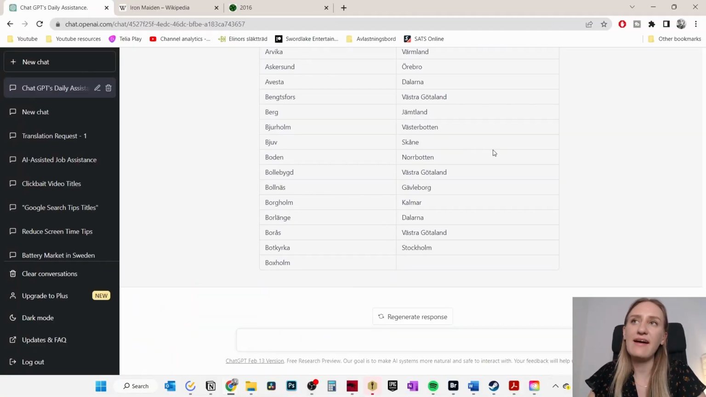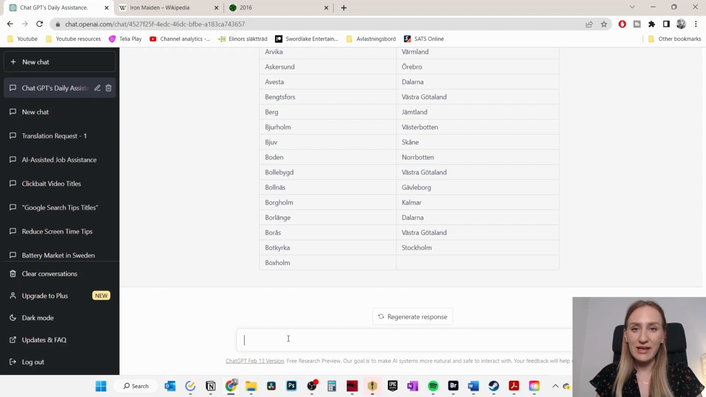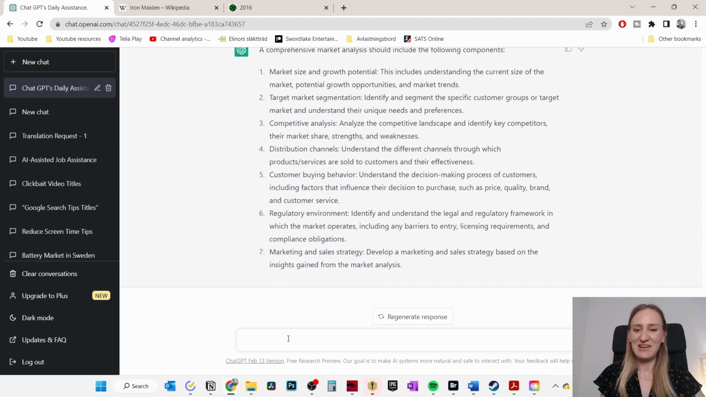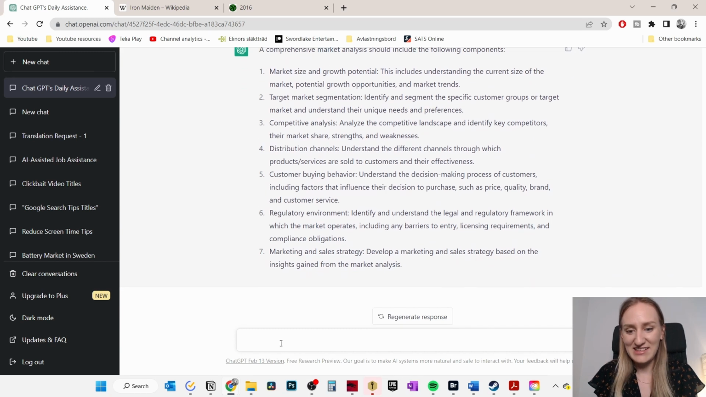Okay, so something else that ChatGPT can help with is research. For example, if your boss comes up to you and says, okay, I want you to do a market analysis of the Swedish battery market. Oh my god, this is so good. Here you basically have a full list of what should be included in a market analysis. And then let's see if ChatGPT can also help us do this market analysis.